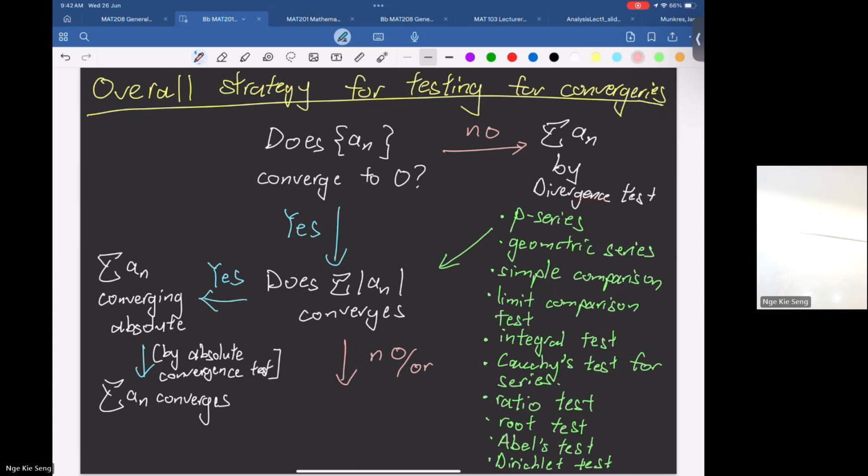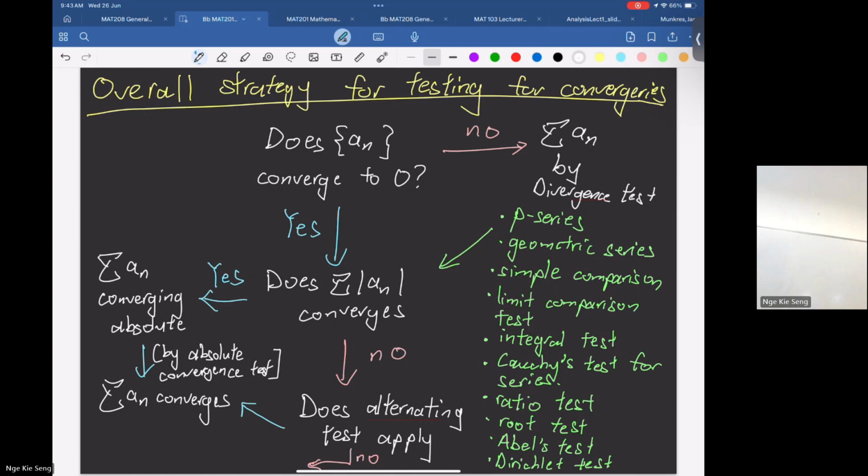What can we do? We can proceed with what? Maybe there's an alternating choice you can use. Like the alternating harmonic series, you cannot decide by absolute convergence. So what do you do? You can use the alternating series test. Okay. If yes, then what? Then a_n converges, because we are checking a_n. Okay. If not, again, what to do? No more tests to use already. So you just check their partial sums.